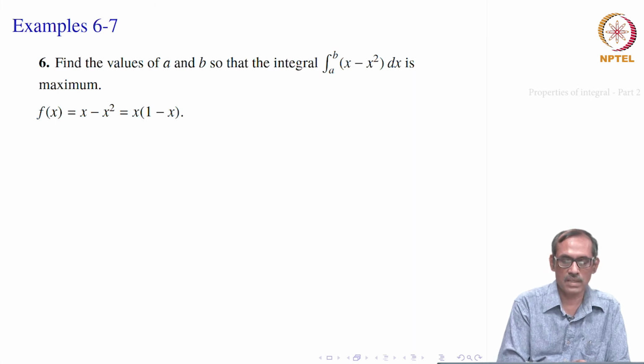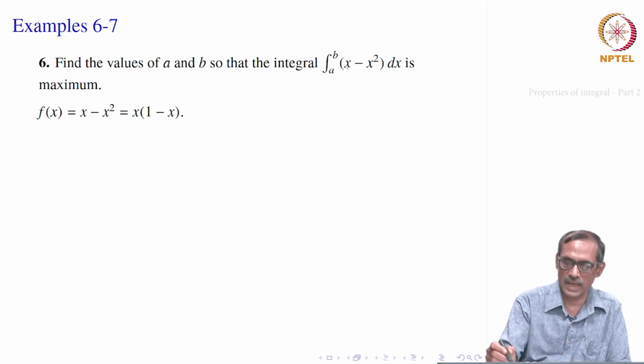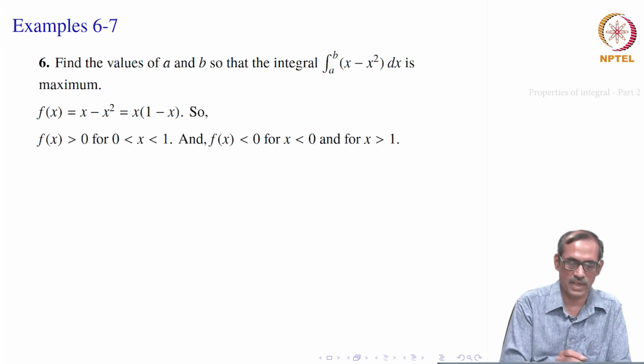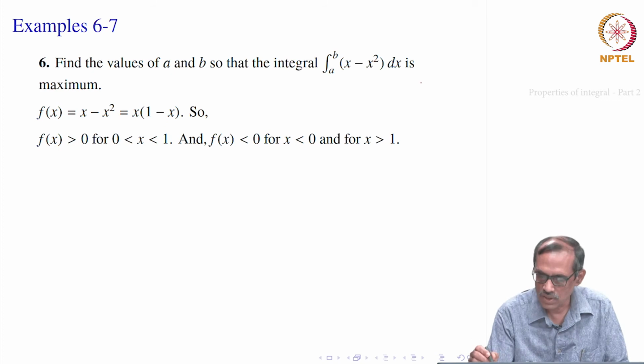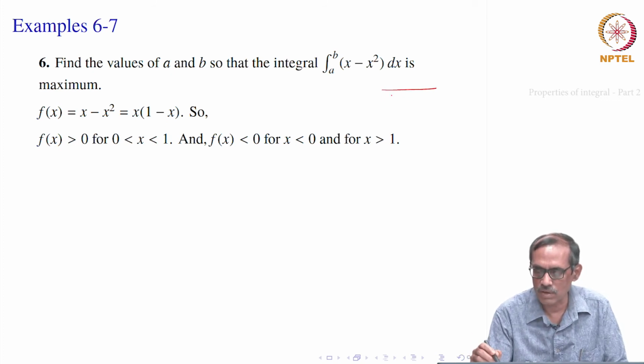Okay. So, now let us look at the function first. The function is x minus x square, which we can factor as x into 1 minus x. So, the reason is you have the f of x. We are using a very simple argument. Suppose the function is something like this, which has some negative values and some positive values.